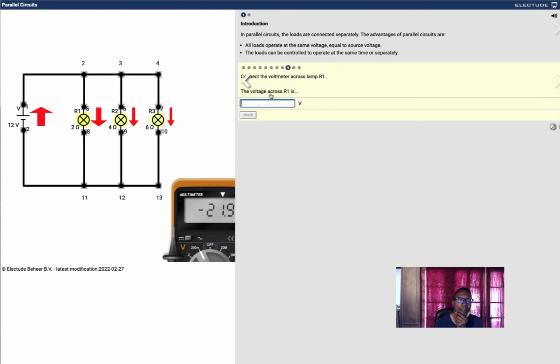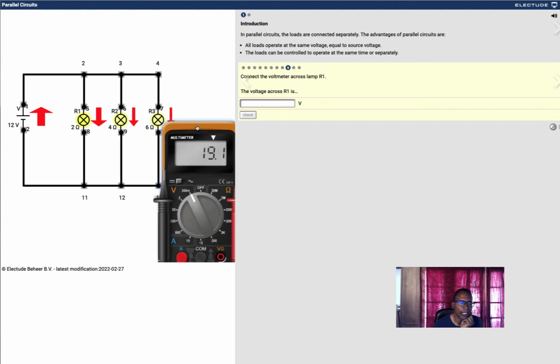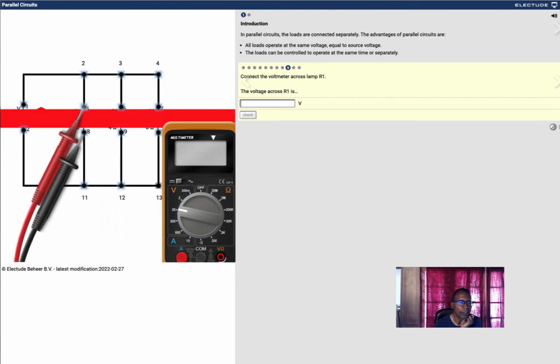Now, what's the voltage drop across R1? Now, remember, this is a circuit in parallel. Here's the rule in the parallel circuit. The voltage drop should be equivalent to source voltage on the parallel circuit. In other words, if I go across this circuit and do a voltage drop across each leg, I should see source voltage.